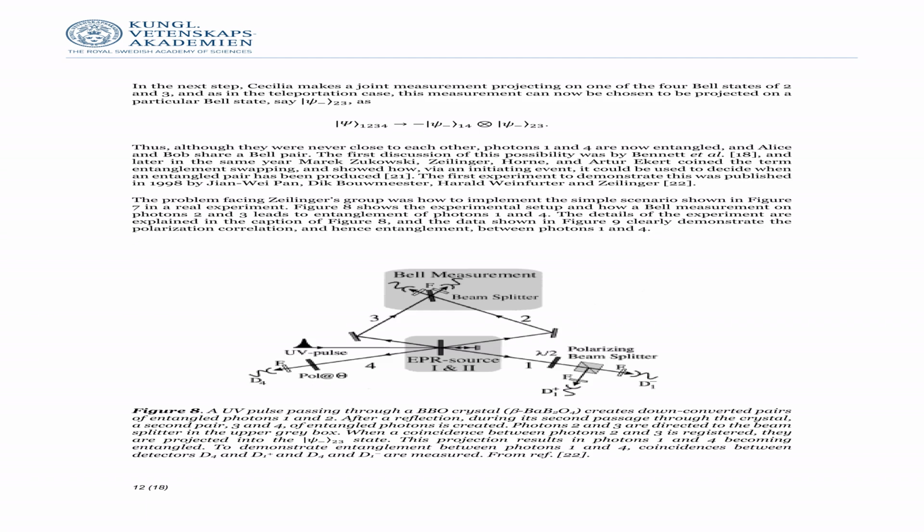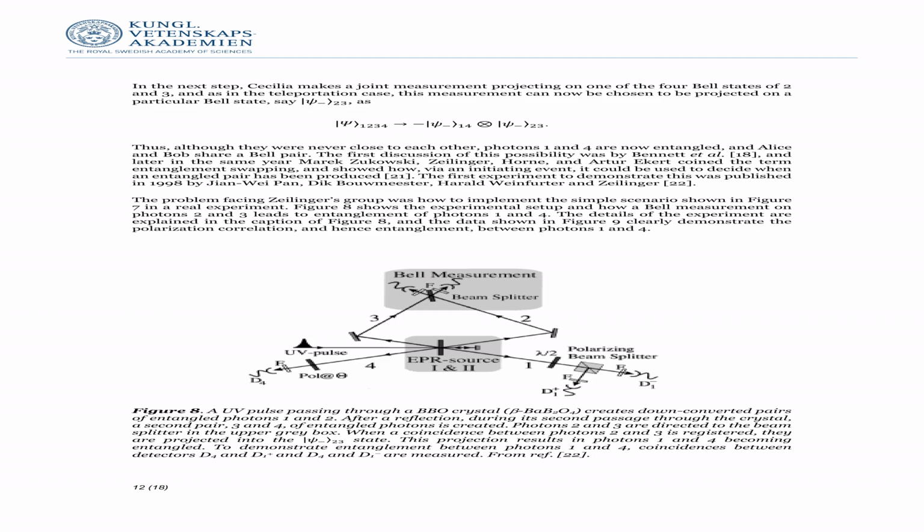The first discussion of this possibility was by Bennett et al., 18, and later in the same year, Marek Zukowski, Zeilinger, Horne, and Artur Ekert coined the term entanglement swapping and showed how, via an initiating event, it could be used to decide when an entangled pair has been produced, 21. The first experiment to demonstrate this was published in 1998 by Jian-Wei Pan, Dik Bouwmeester, Harald Weinfurter, and Zeilinger, 22.